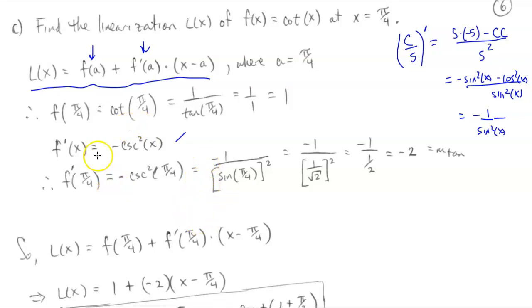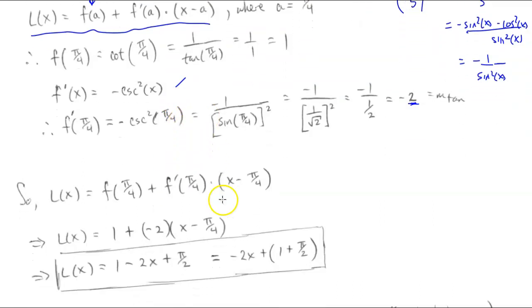All right. So after that, we just take pi over 4, plug it into our derivative. And of course, remember that cosecant squared of pi over 4 is just 1 over sine pi over 4 quantity squared. And from here, we know that sine of pi over 4 is just going to be 1 over square root of 2. And if we square that, it's going to be 1/2. And of course, that ends up being a negative 2 here. So now we have everything that we need. So now it's just a matter of plugging in everything.